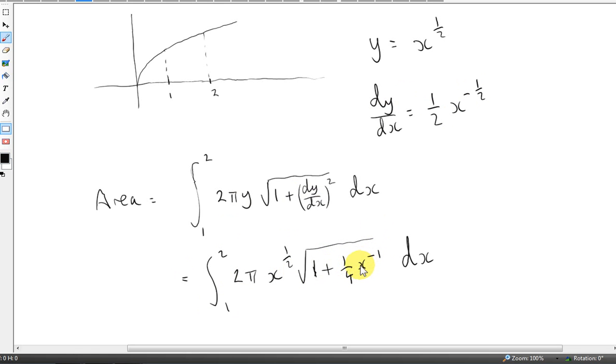Now there's not much point in letting u equal what's inside the square root sign like we saw in the previous example, because the derivative of this quantity here is not actually a multiple of x to the power of a half, so it's not going to cancel this out when we sub in for dx. What we could do is combine these terms, because x to the power of a half is just the same as root x.